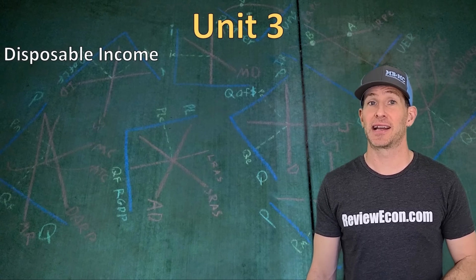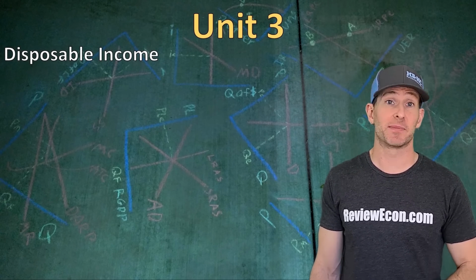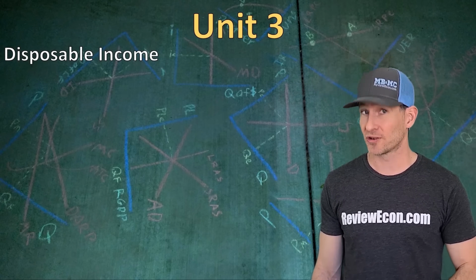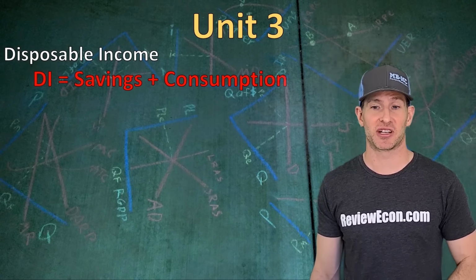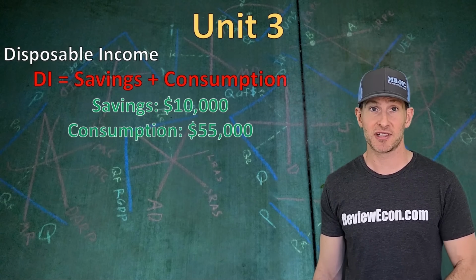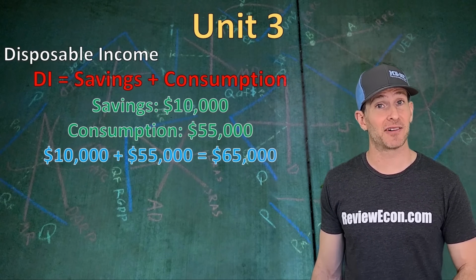Now we're into Unit 3, and the first math we need to know is how to calculate disposable income. Disposable income is all the money that consumers have available to spend. They can either spend it or save it. And so disposable income is always consumer savings plus consumption. So if my savings is $10,000 and my consumption is $55,000, what's my disposable income? Plug in the numbers and do the math, it's $65,000.